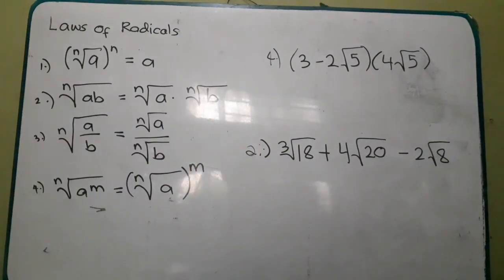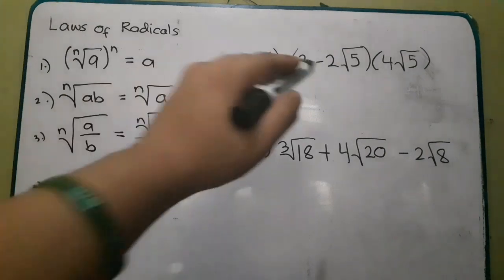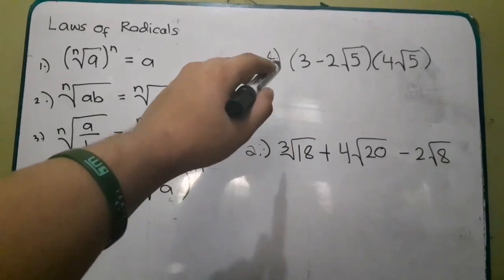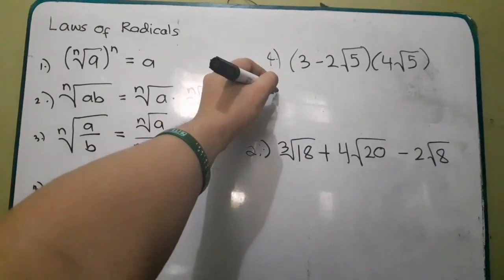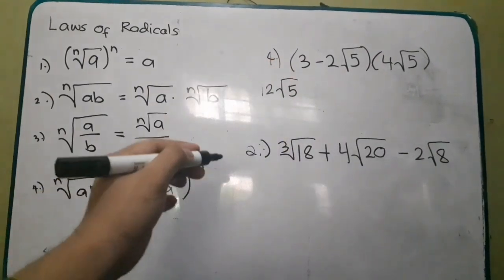Okay, again, most of the students have difficulty in answering it. So, number 4, 3 minus 2 square root of 5 times 4 square root of 5. To answer this, we need to distribute 4 square root of 5 to 3 and negative 2 square root of 5. So, 4 square root of 5 times 3. 4 times 3, 12. Then copy the square root of 5.